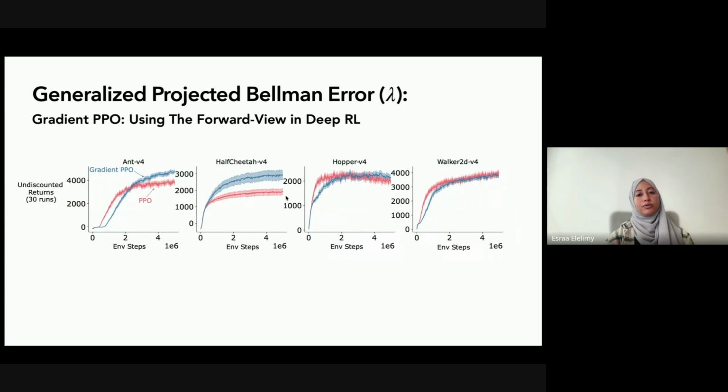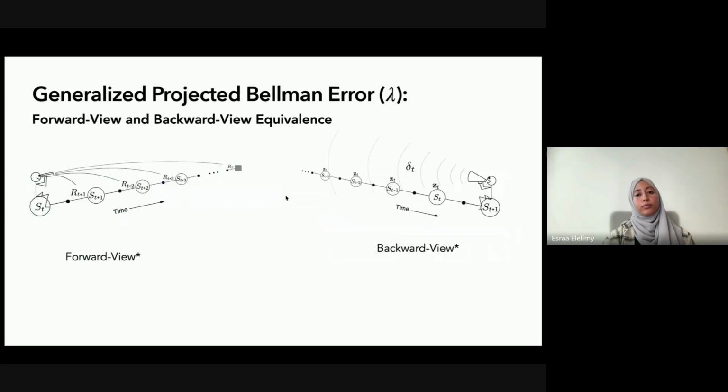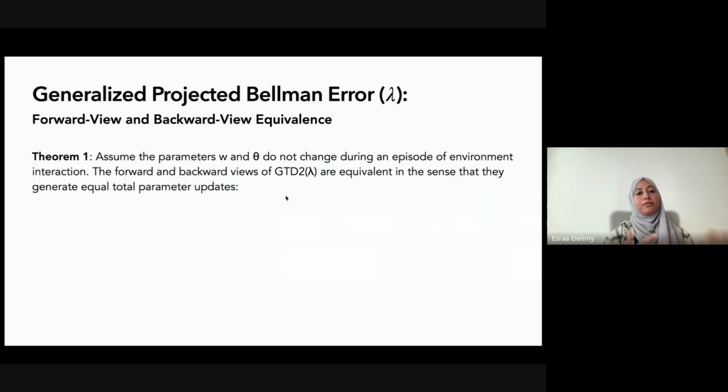Okay, so that was the forward view, where we assume that we can look into the future a little bit. But we can develop this other view, which is the backward view. The backward view assumes that we can't look into the future. All we can do is see what happened so far. And we have a theorem that says you can make the same update that you did in the forward view in this backward view, where you don't look into the future.